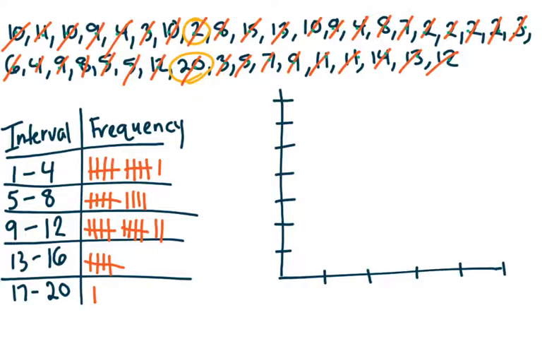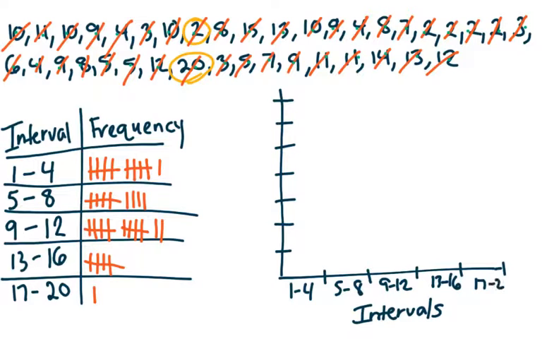Now I've created the start of a graph. I'm going to put my intervals on the x-axis or horizontal axis. So my intervals are 1 to 4, 5 to 8, 9 to 12, 13 to 16, and 17 to 20. While my frequencies go as high as 12, I don't want to make 12 marks. It'll get a little cluttered. So I'm going to count by twos. 2, 4, 6, 8, 10, 12, 14. And there's no harm in going above what you need. It makes your graph a little bit neater, in my opinion.